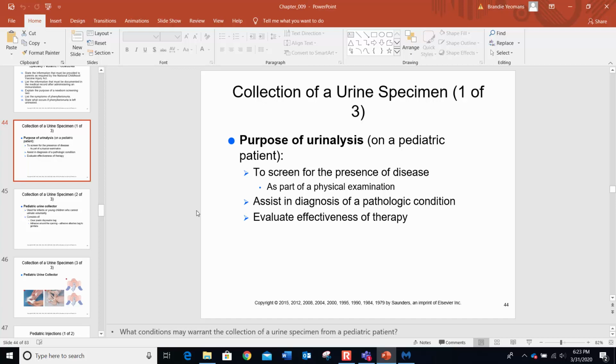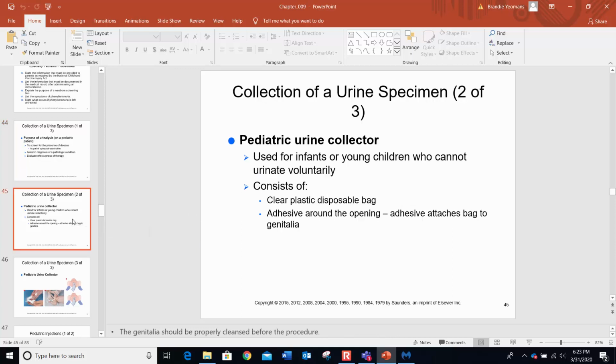But what's the purpose of the pediatric urinalysis? We're going to screen for the presence of a disease. This is part of the physical exam. We're going to assist in the diagnosis of a pathologic condition, and we're going to evaluate effectiveness of therapy. So this could be medications to treat other problems. So we do have this cool little thing called a pediatric urine collector. It's used for those pediatric patients that are of the infant and young children age who don't have the ability to give us a urine specimen on demand or voluntarily.